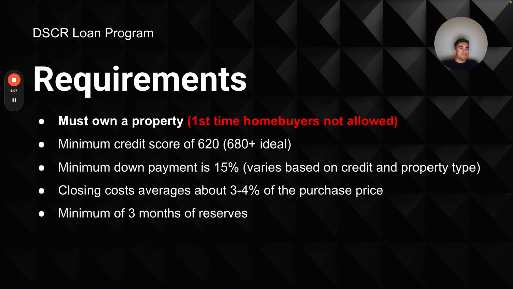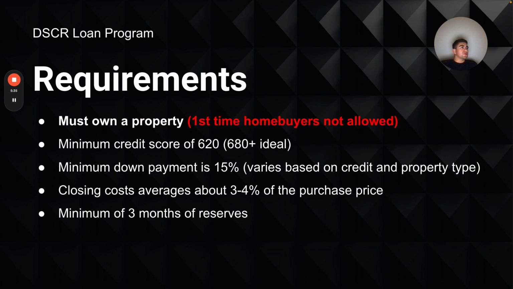Okay, so closing costs average about 3 to 4% of the purchase price. That's an average. Bear in mind, depending on where you're located, if you're in California, for example, that'll probably be on the lower end of that spectrum. If you're in Florida, for example, Florida is notorious for having more expensive title and escrow fees, and your government recording fees are also a lot more expensive.